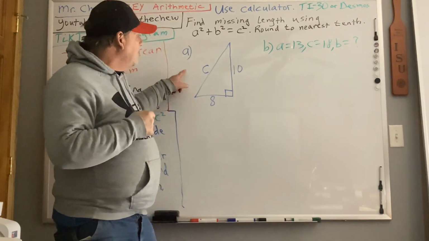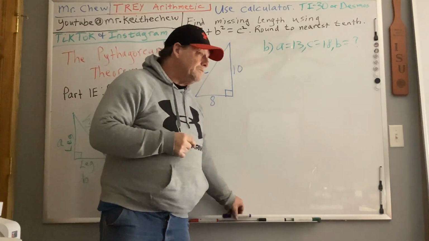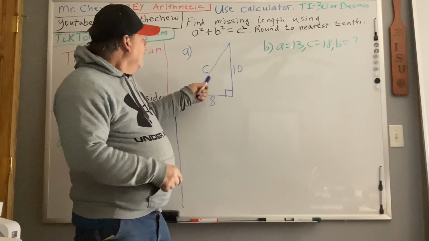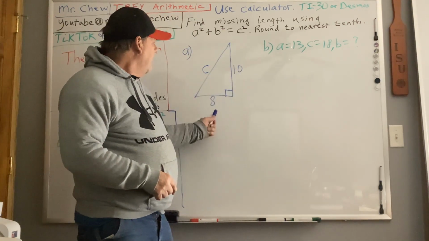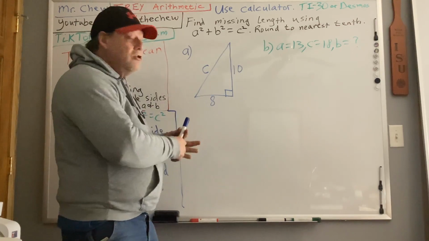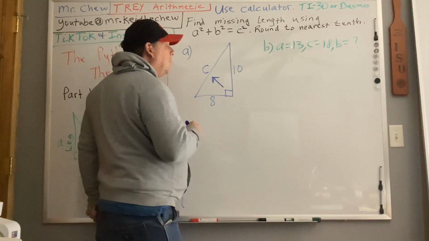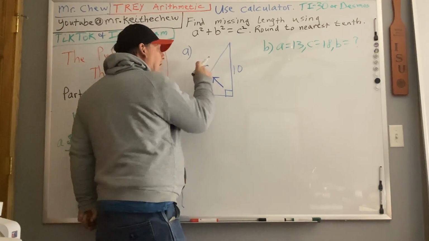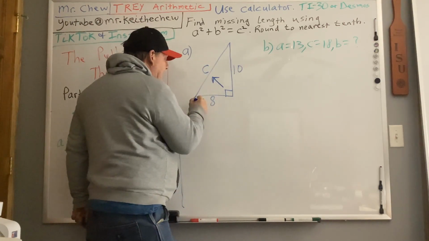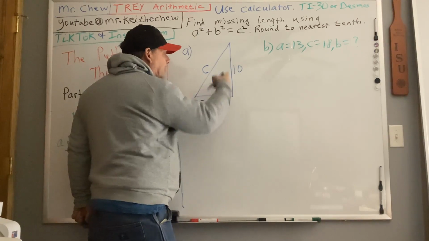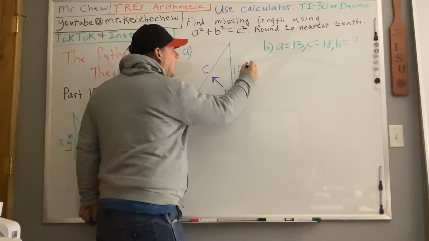So on the first one, it says we have a right triangle here. We have sides 10, 8, and C. You notice that C is opposite the right angle, which means that's a hypotenuse. It has to have a value of C. And then the other 2 legs that make up the right angle will be A and B.